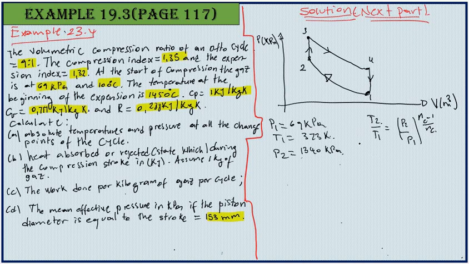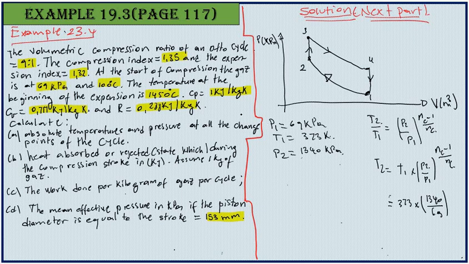So we can say T2 is equal to, we just need to bring this to the other side and it's going to multiply. So we have T1 multiplied by P2 over P1 to the power of nC minus 1 over nC. Then we can replace. T1 is already given, so we have 373 Kelvin. We have P2, which is 1340, divided by P1, which is 69.